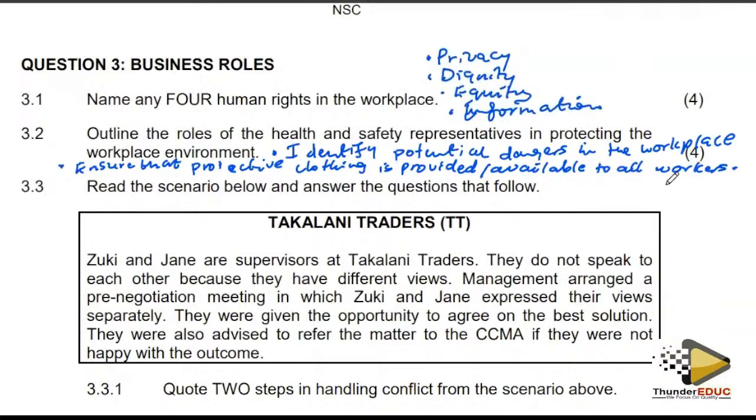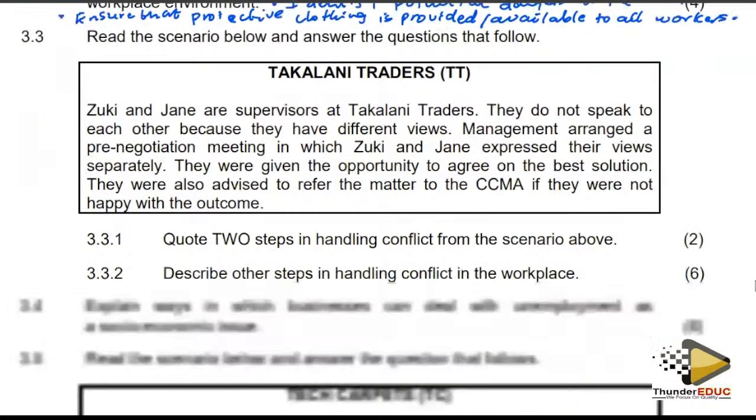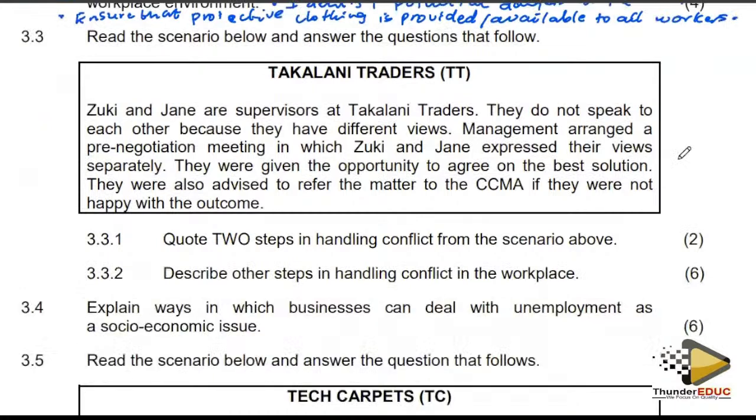Okay, right. So now, grade 12, let's move on to the next question, which is 3.3. 3.3 reads as follows. Zuki and Jane are supervisors at Dagalani Traders. They do not speak to each other because they have different views. Management arranged a pre-negotiation meeting in which Zuki and Jane expressed their views separately. They were given the opportunity to agree on the best solution. They were also advised to refer the matter to the CCMA if they were not happy with the outcome.